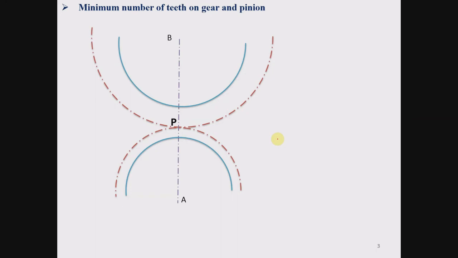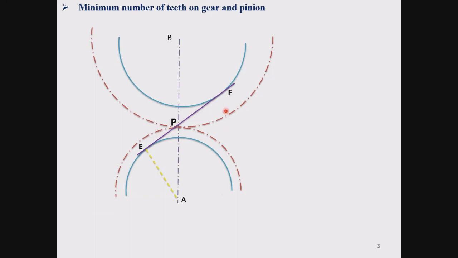Now what do we do next? We draw the line of action, which is tangent to both these base circles. So produce this line EF. EF always passes through pitch point P. So draw the common tangent to both the base circles, line EF passing through pitch point P.